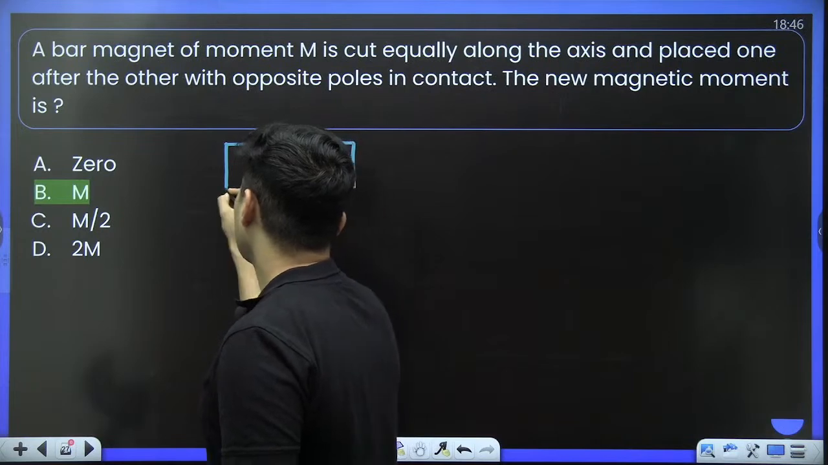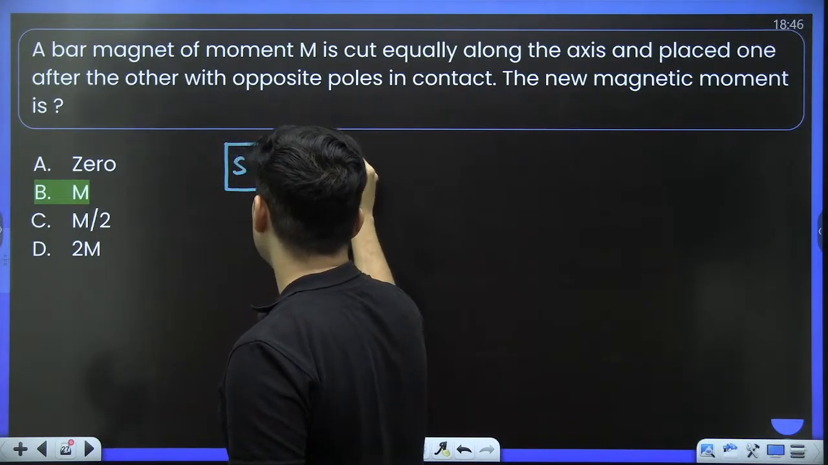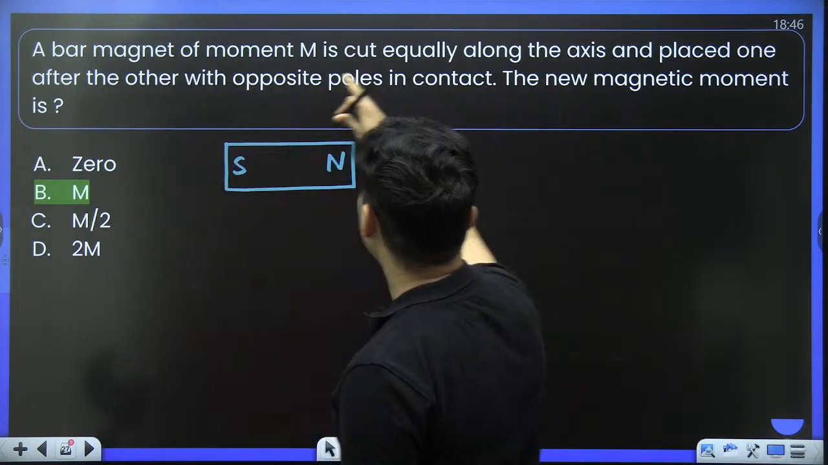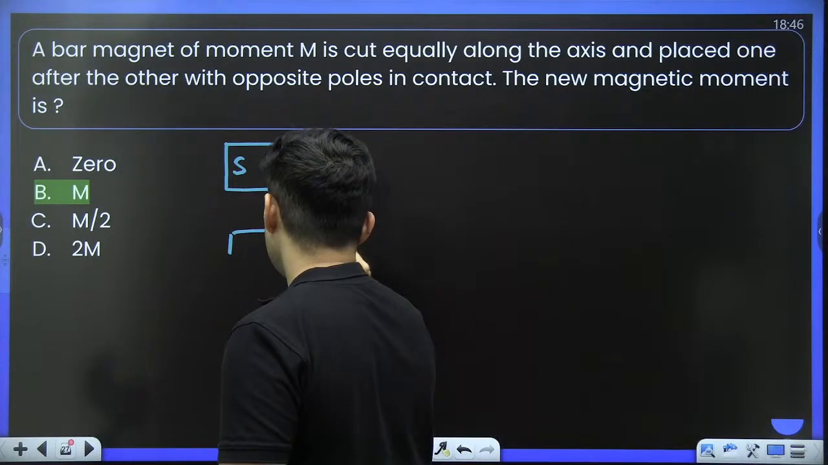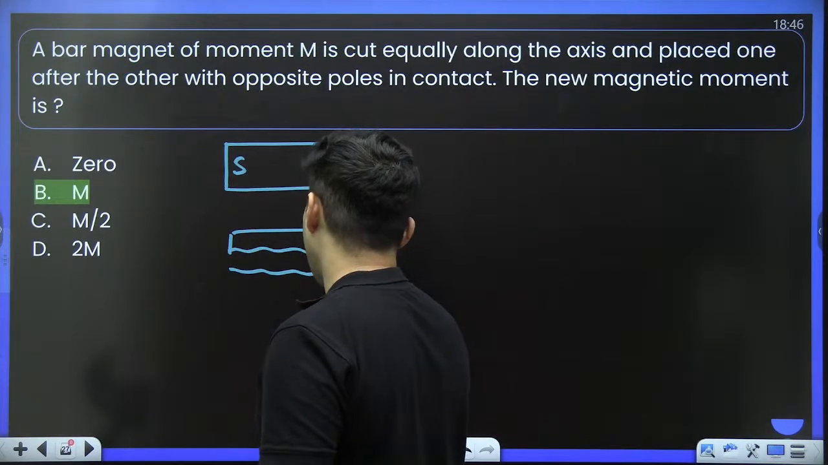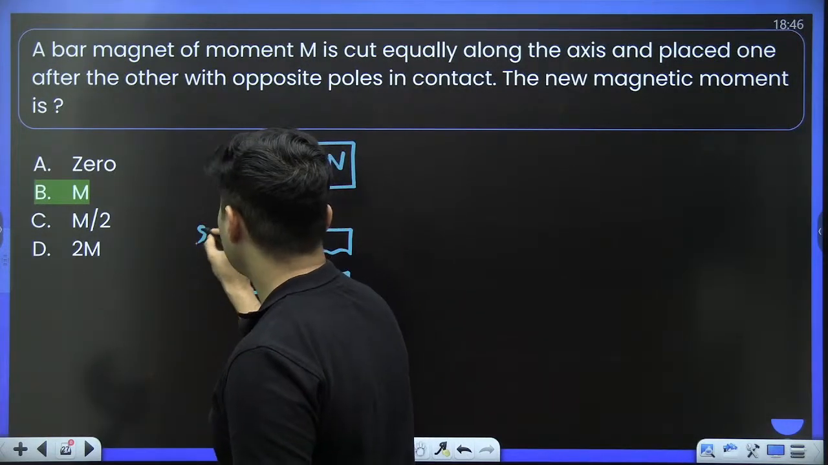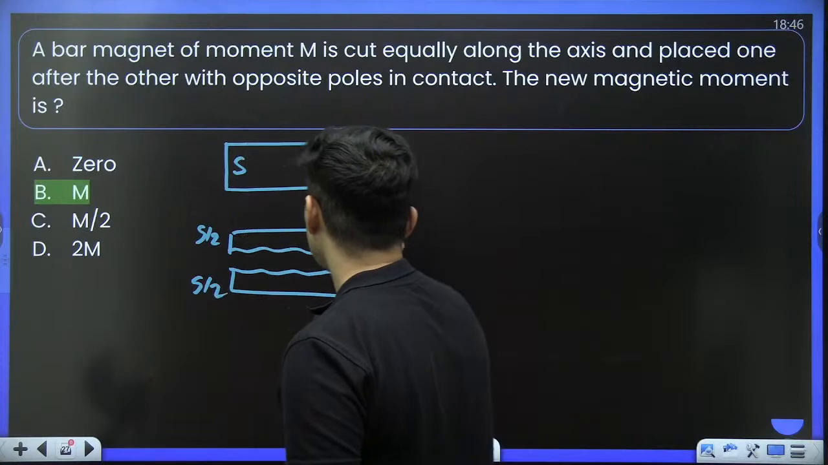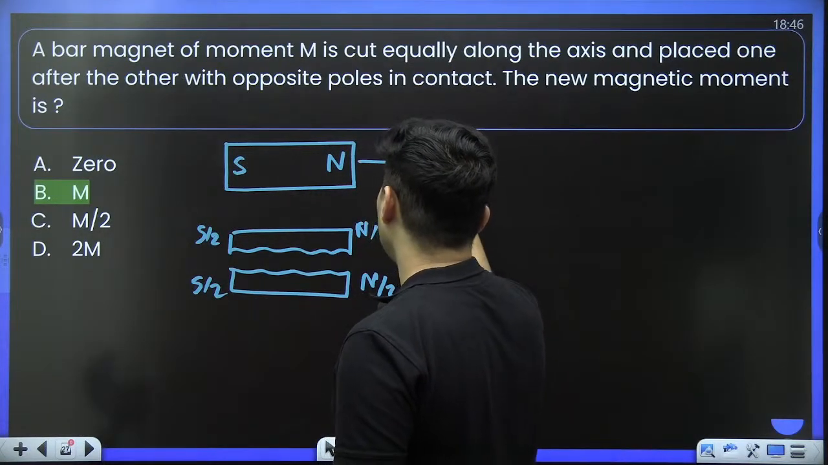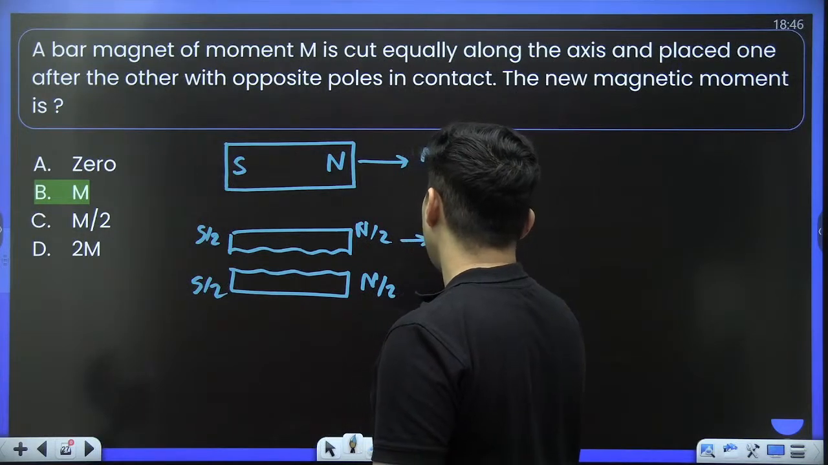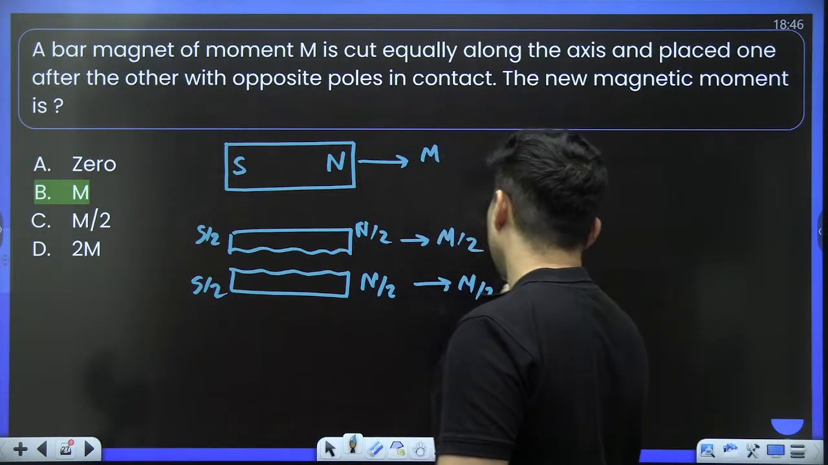I'll tell you how. This is, let's say, South Pole. This is, let's say, North Pole. How do you cut the magnet equally along the axis? So basically, you have cut it equally along the axis like this. So this will be South Pole by 2, South Pole by 2. This will be North Pole by 2, North Pole by 2. So if this original magnetic moment was M, each one will be M by 2, M by 2. Now what have you done?